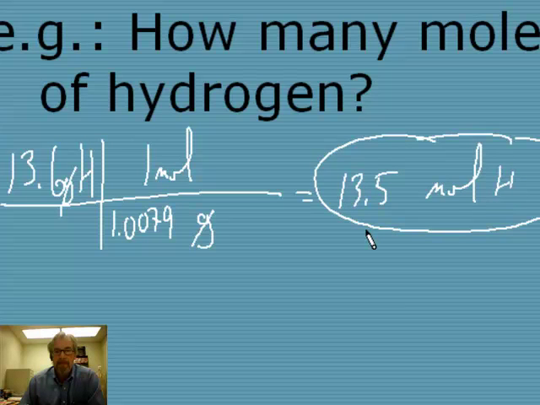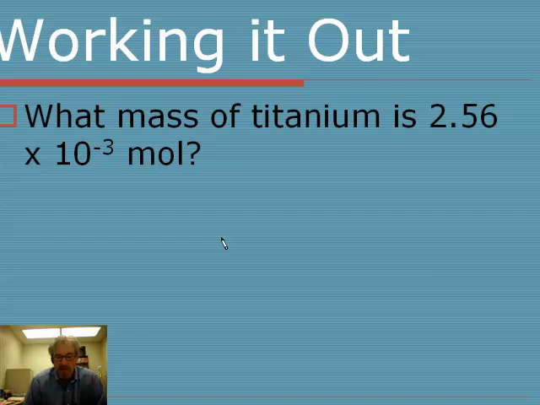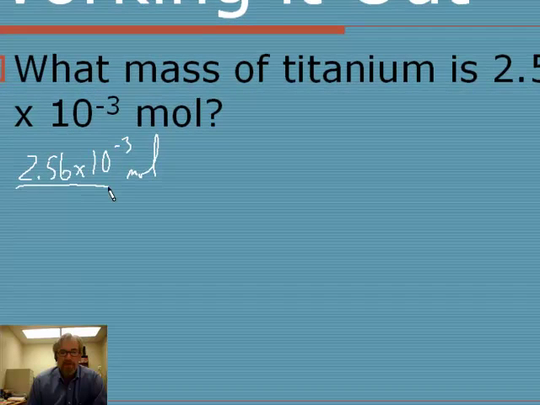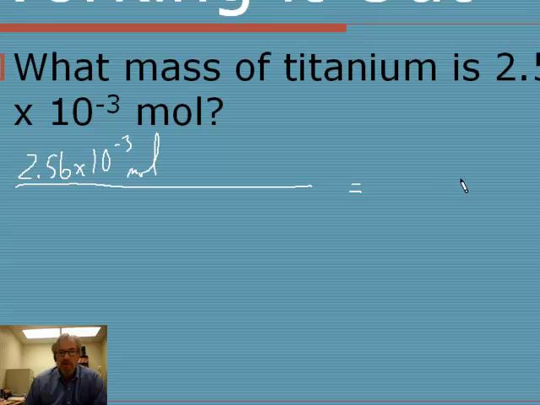You try one. What mass of titanium is 2.56 times 10 to the minus 3rd moles? Pause the video, try and work it out, and I'll come back with an answer. Well, here's how you can work this out. Again, start out in dimensional analysis by just writing down what they give you. 2.56 times 10 to the minus 3rd moles. What am I trying to get to? Well, I'm trying to get to grams of titanium from moles of titanium.